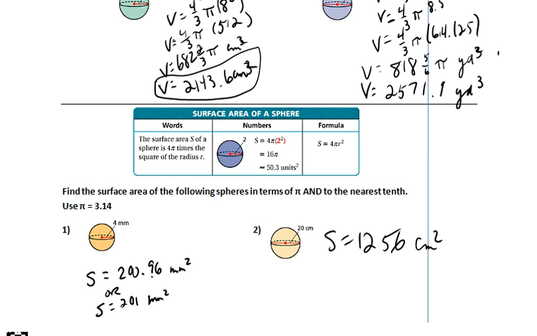And the example number 2 answer should be 1,256 centimeters squared. If you did not get these answers, I want you to go through, see if you can find your mistakes first, and then hang on, and we will go through these step by step on this video.